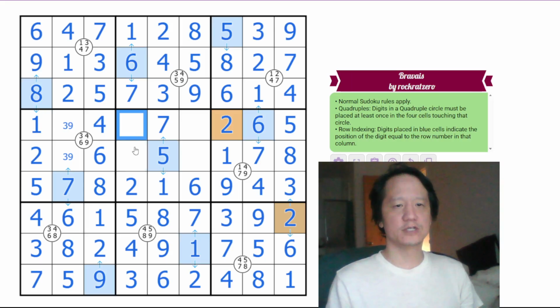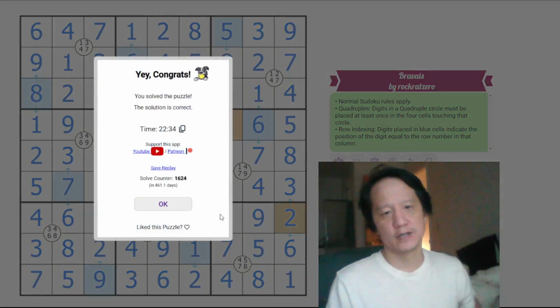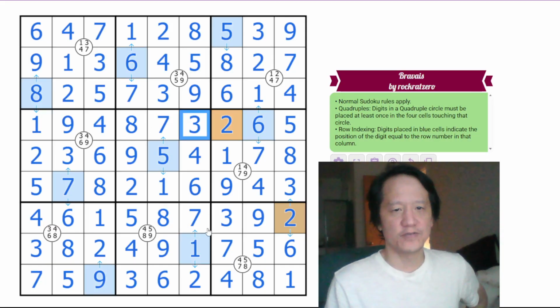The rest of the digits in column 4 are 8 and 9. 8 can't be here because of the 8 in the row, so this is 9, this is 8, the 9 eliminates 9 here, so it's 3 and 9. That leaves this as a 4 and this as a 3. And that's how you solve it.